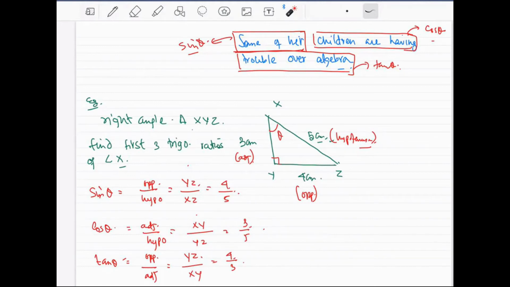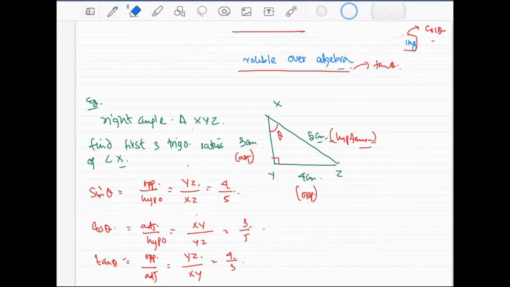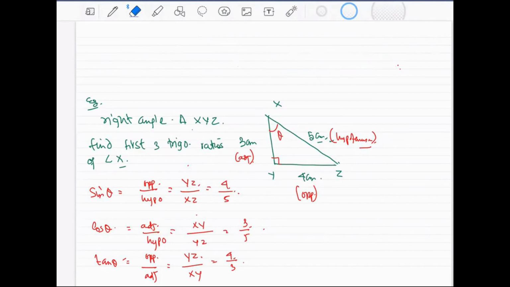Okay, let us take one more example for better understanding. We will take one more example, which could be a question in your exercise 10.2 also. Then we will move on to how to find out the trigonometric ratios if specific angles are given.